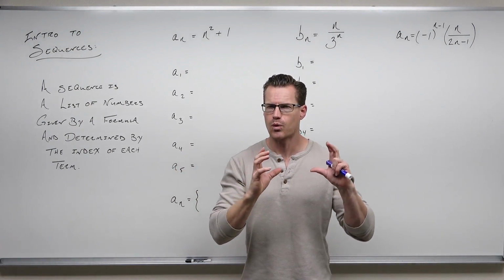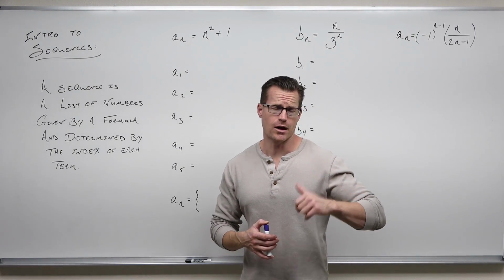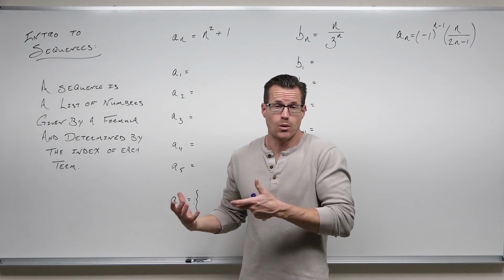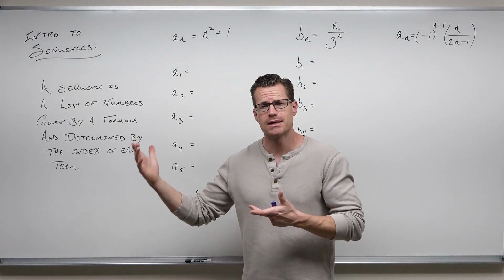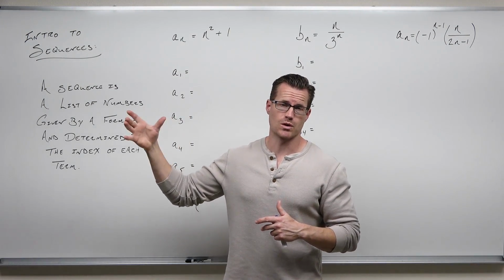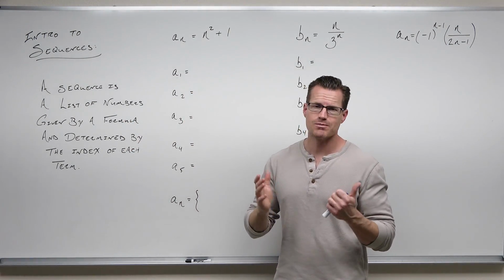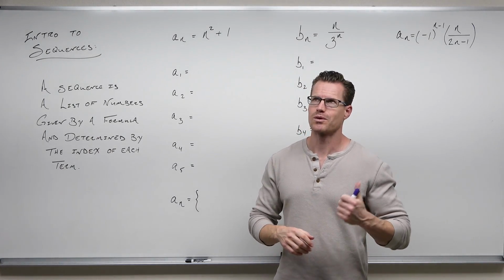So a series has a lot more math involved in it. There's a lot of formulas that we can do to add up series, but for sequences, we don't have that because you're not adding them. You're just listing it out. So a sequence is simply a list of numbers that's given by some sort of a formula. A sequence is a list of numbers given by a formula determined by the index of a term. What in the world does that mean?